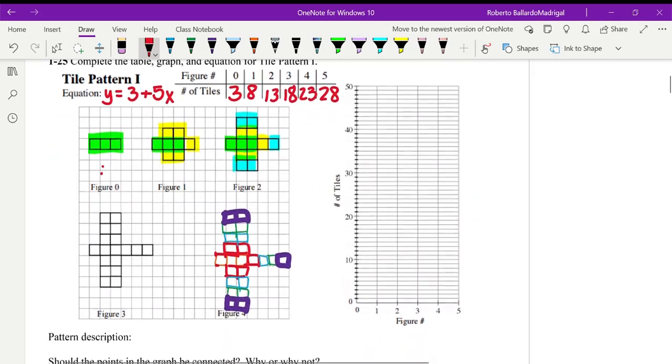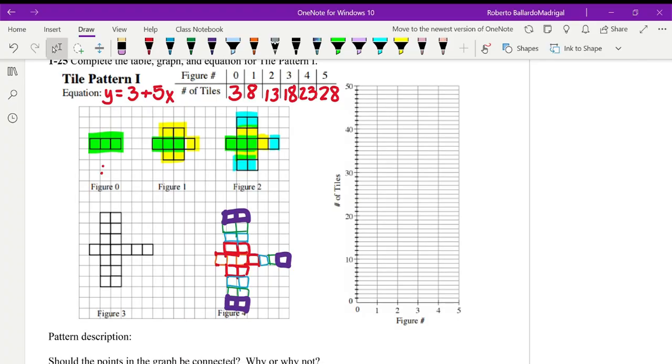All right, now let's graph this. 3 plus 5x. That means we are starting at 3. So your first point goes at 3. And then the next point goes at 8. And then for figure 2, we said we had 13. Figure 3, we had 18. Figure 4, we had 23. And figure 5, we have 28. Okay?